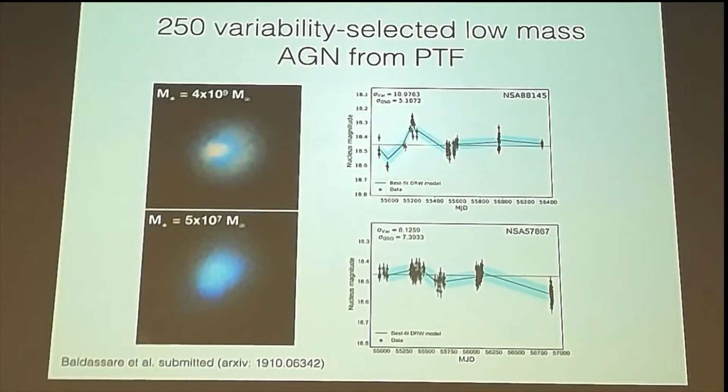Out of this sample, I found 250 variability-selected low-mass AGN. So these are a couple of other examples of these low-mass galaxies with AGN that we found through variability. The one on the bottom there is the lowest mass one in our sample at just 5 times 10^7 solar masses. So again, you can see the data there in gray, and then the best fit damped random walk model in blue.